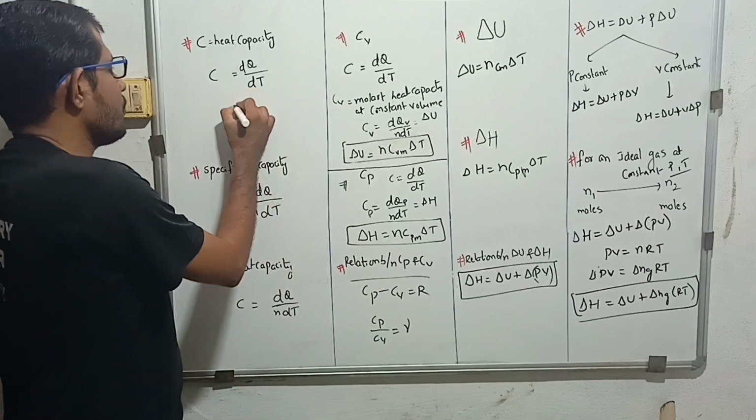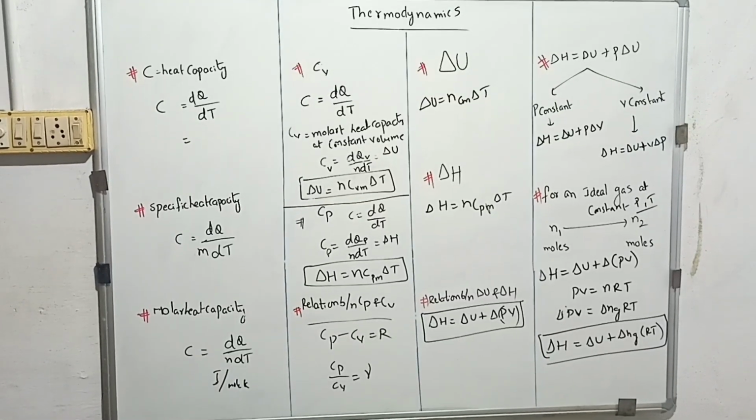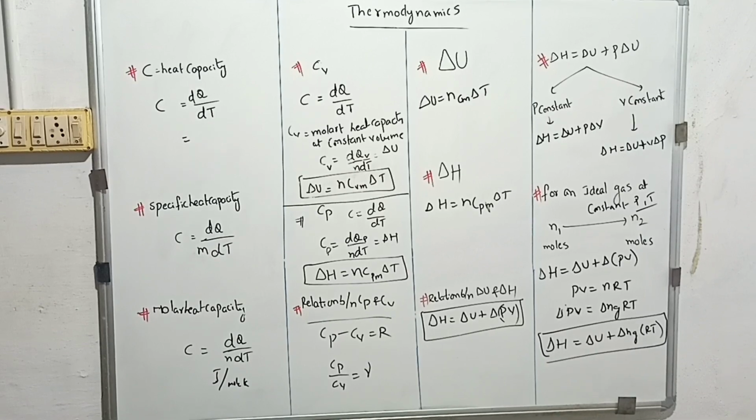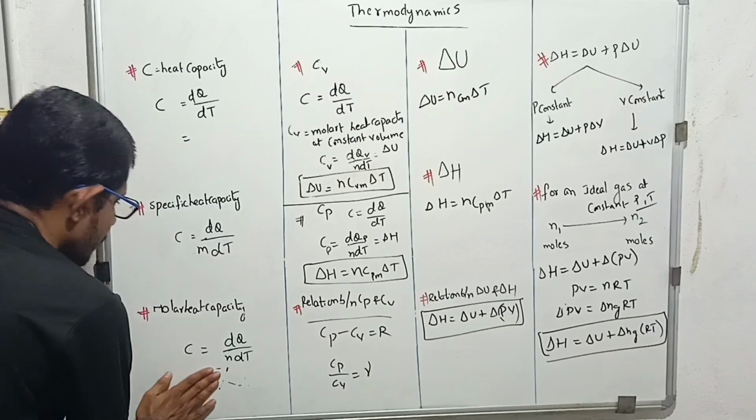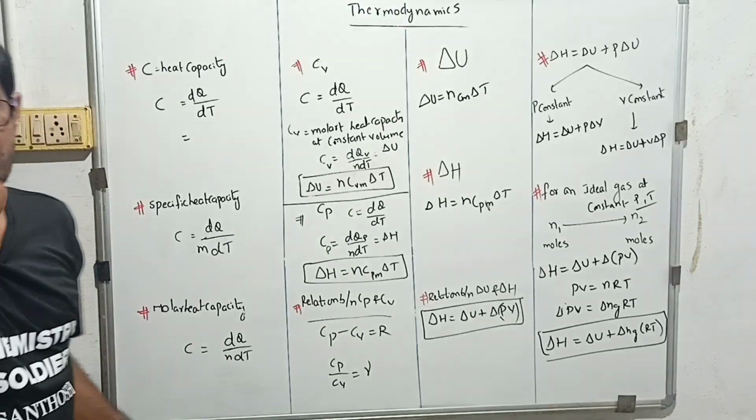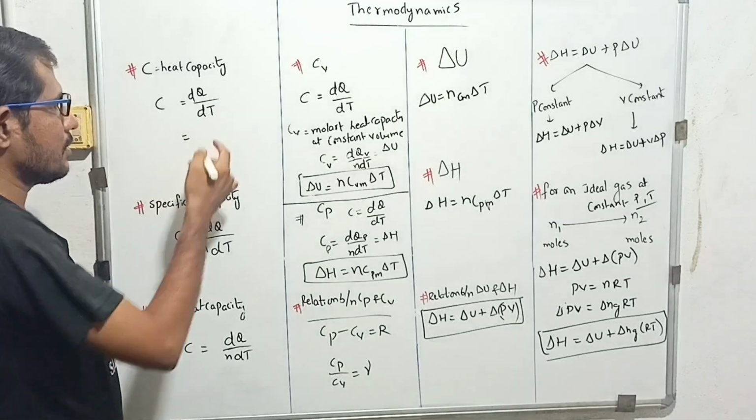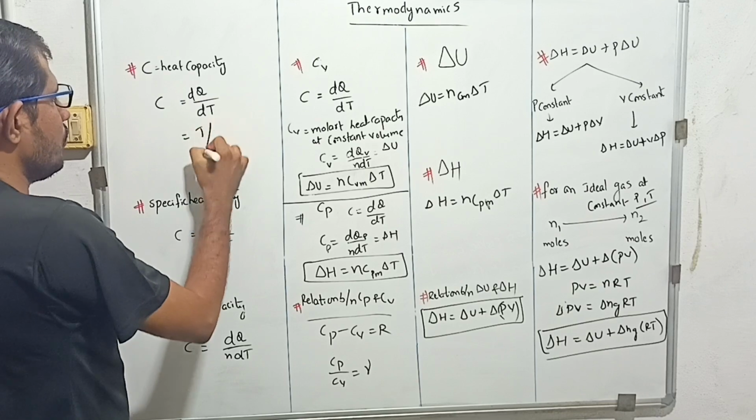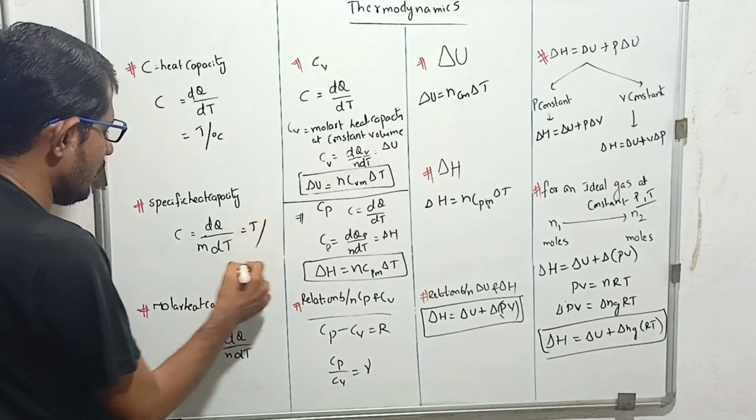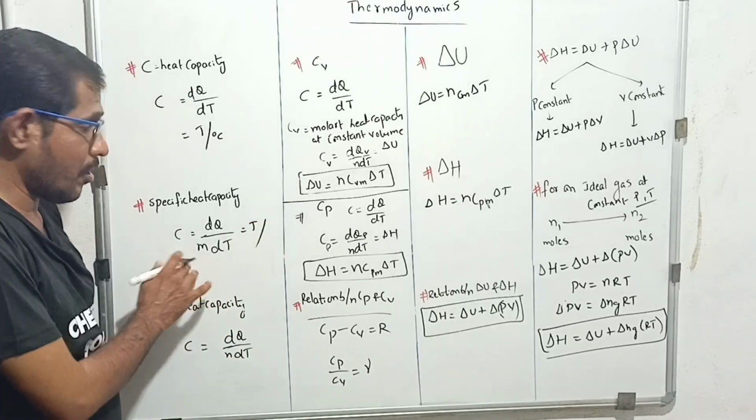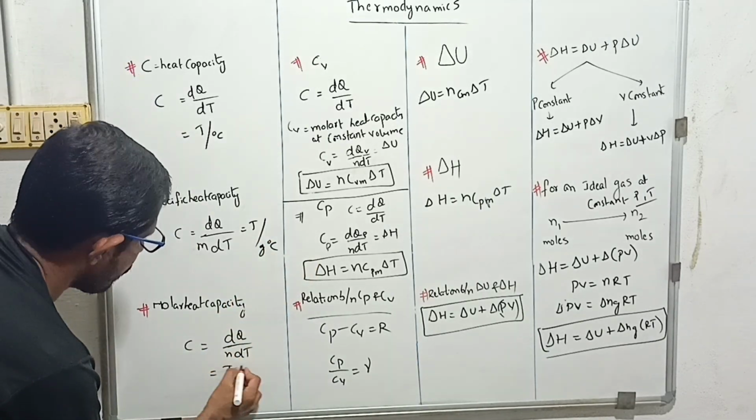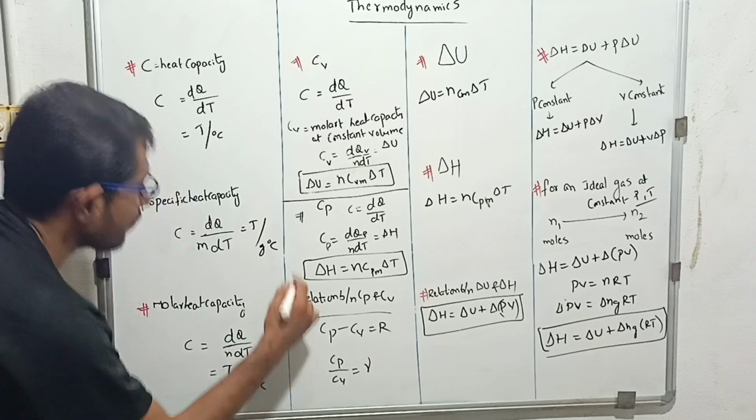So what are the units? If you write the units, for heat, joule. For temperature, degree centigrade. For specific heat, taking one gram of mass, joule per gram degree centigrade. For molar heat capacity, joule per mole degree centigrade.